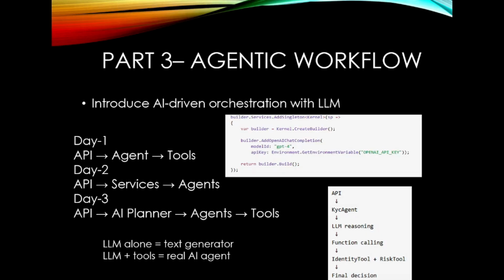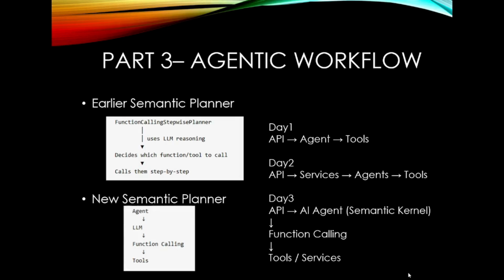So LLM, if it is LLM alone, it is a text generator, but LLM and tools will be a real AI agent. So you can say all the foundation has been done. Now part three is actually moving towards the real agentic AI. For that we need to do these connections to Ollama that we have done in day 1, day 15.5 to day 18. This is the connectivity with the Azure OpenAI. And this is the flow. We have a KYC agent, LLM reasoning, function calling, identity tool, and risk tool, and final decision.